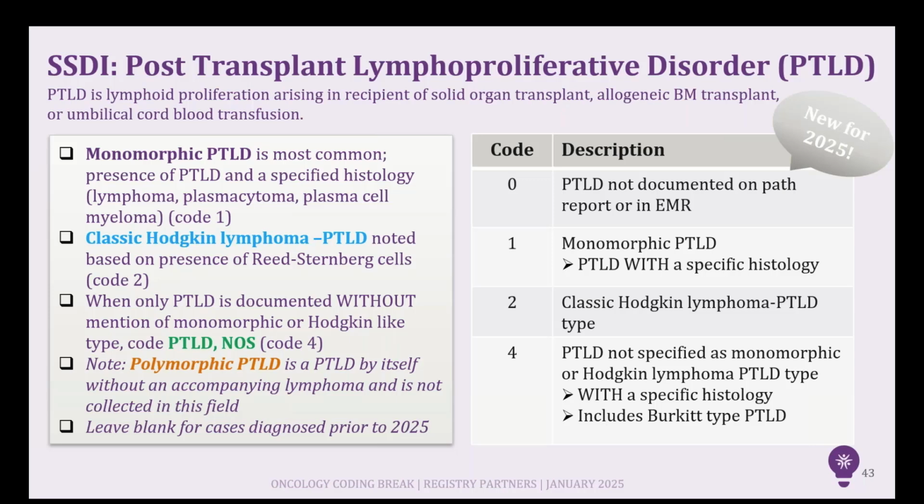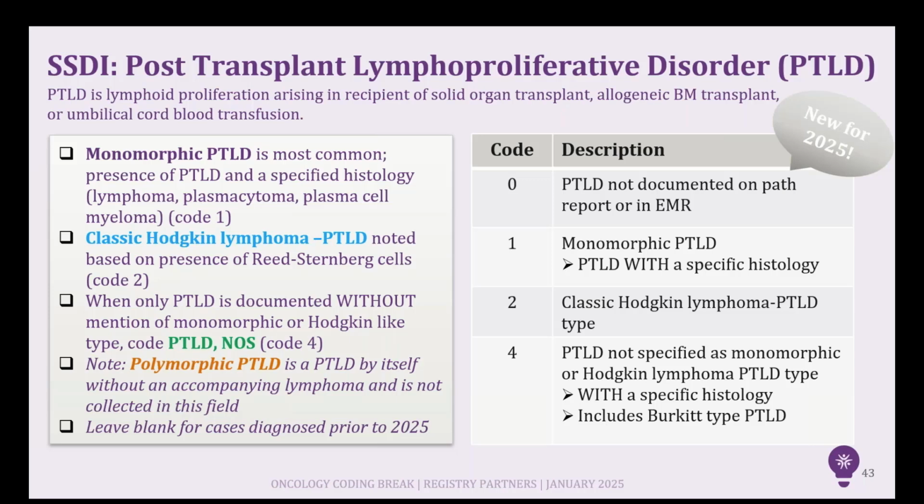Monomorphic PTLD is the most common form. If PTLD is identified along with a specific histology, such as lymphoma, plasmacytoma, and plasma cell myeloma, we're going to code 1. Classic Hodgkin lymphoma PTLD will be noted by the presence of Reed-Sternberg cells, and those will be coded to 2. If only the PTLD is documented without specific mention of whether it's monomorphic or Hodgkin's-like, then we have an NOS code, code 4.